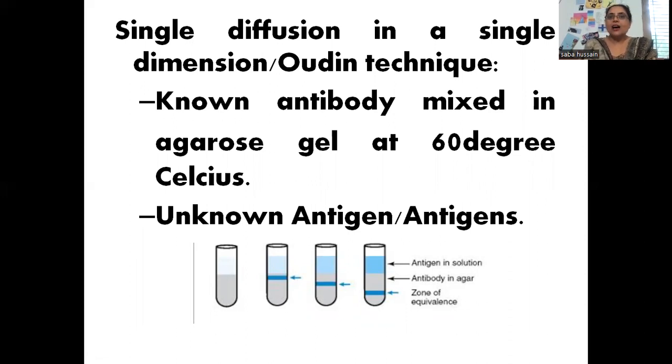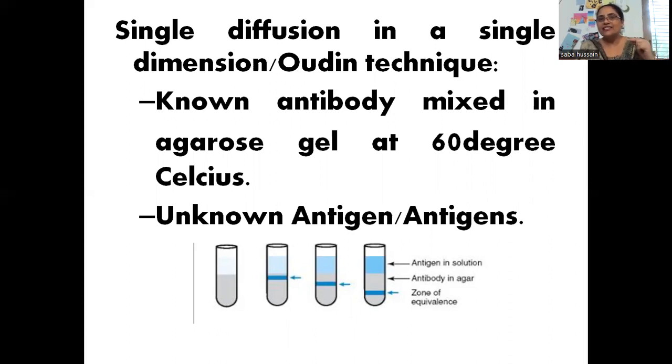What happens in this? Known antibody is mixed in agarose gel at 60 degrees Celsius. Known antibody. One will always be known, and the other one which is unknown has to be detected. So unknown antigens are poured over it. This is single diffusion, because one is just immobilized or fixed inside a gel, and one is going to move. So antigen is going to move, so it is single diffusion, because of the antigen or antibody, one is moving, the other is immobilized inside the gel.